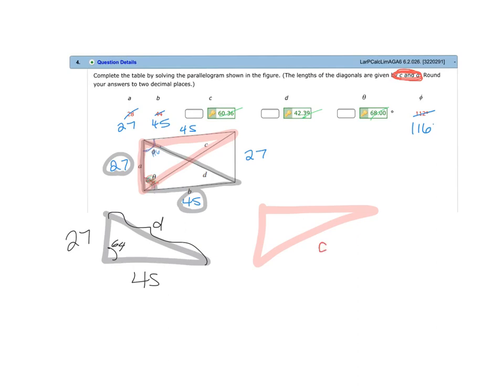So the same thing for the other side. This would be the C that you're looking for. This is now 45. This is 27. And this is 116 degrees. So law of cosines for both of those.